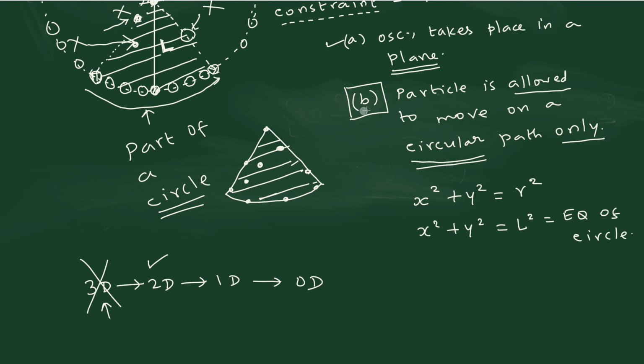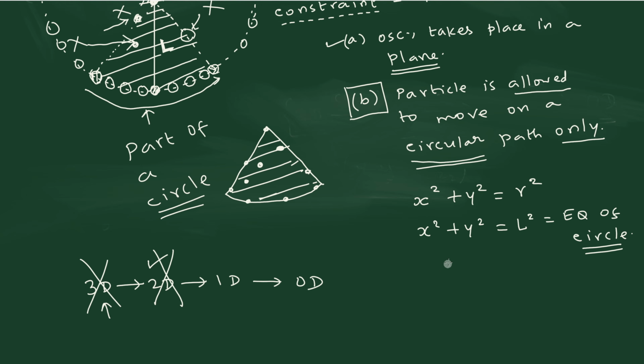But however, you have written a B here. So B tells that we are going to put much more restriction. It is not going to move in a plane, so even the 2D is gone. Now our restriction is much tougher: it is supposed to move on a 1-dimension. But how do you say it's 1-dimension when a circle is written? How can you say it is 1-dimension?